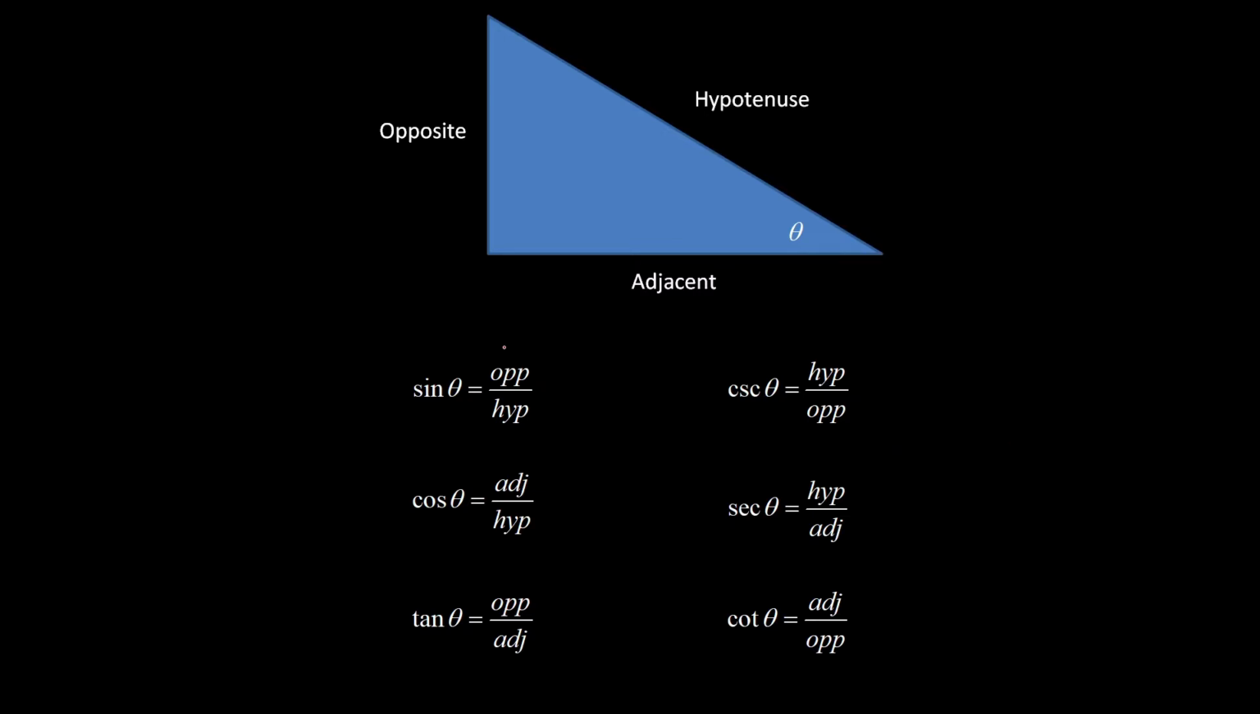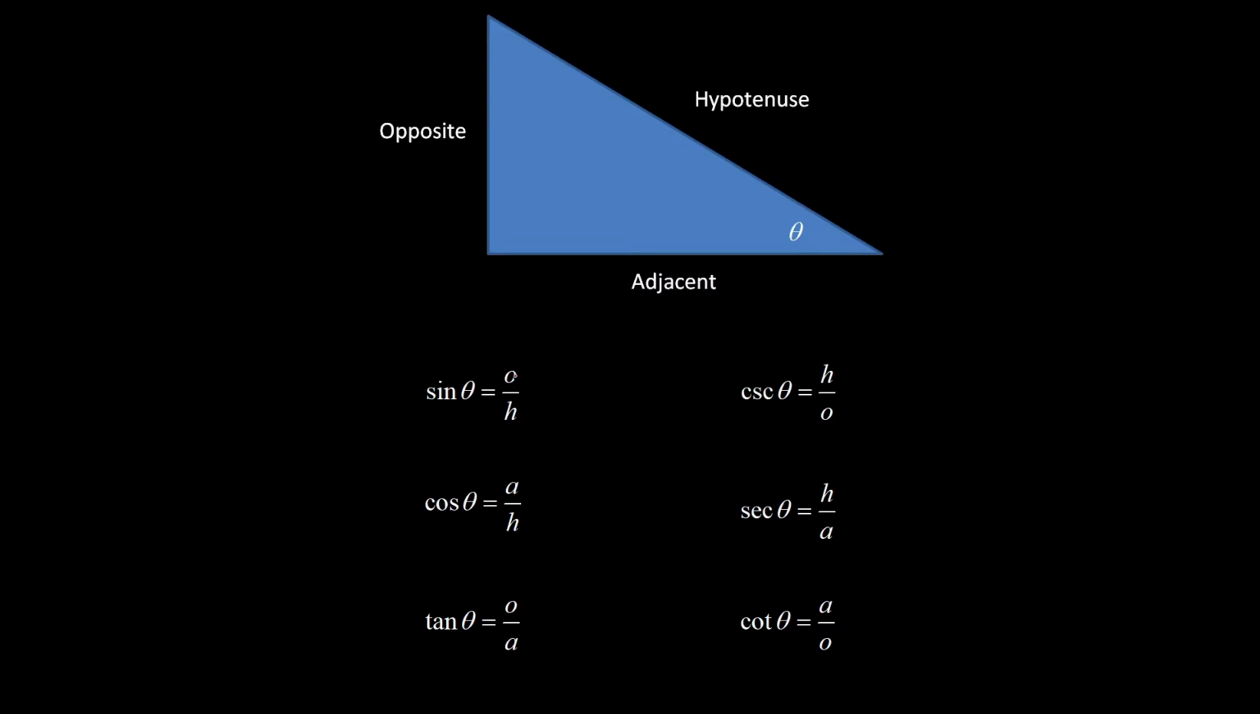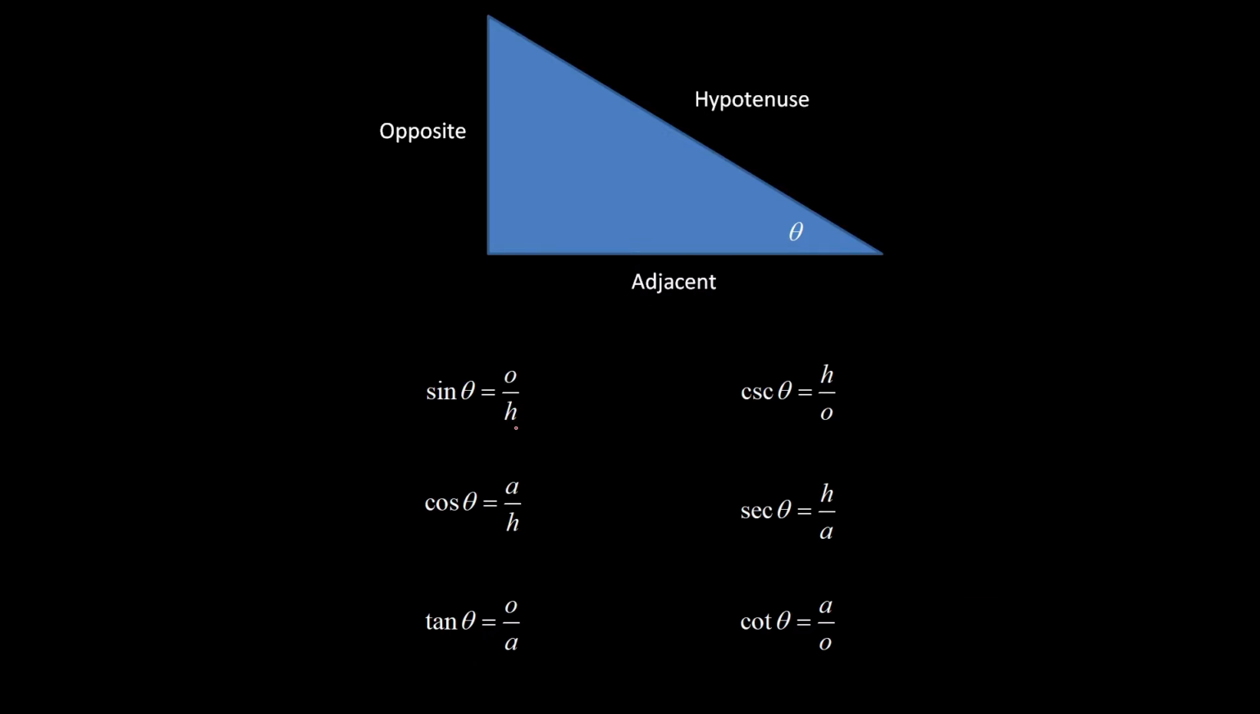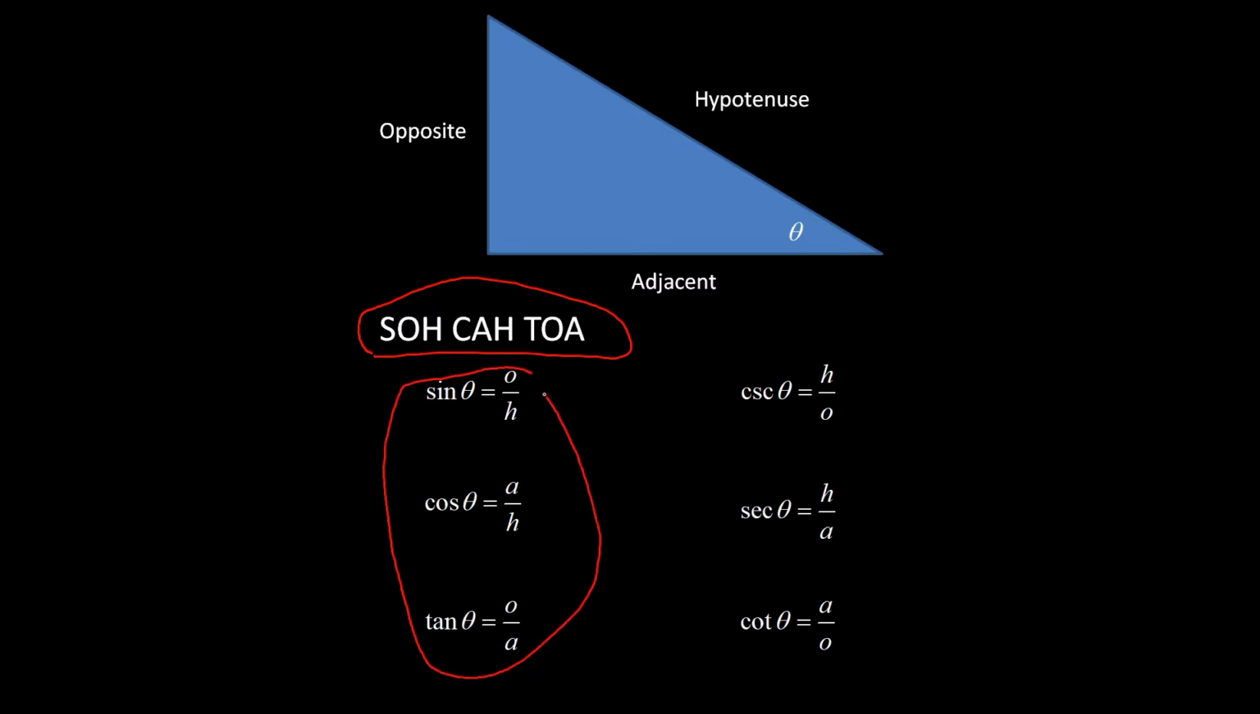Now, there is kind of an acronym to help you memorize this stuff. To get to this acronym, I'm first going to shorten all of these expressions. So instead of opposite over hypotenuse, I'm just going to call this O divided by H. And you can see I did that for everything. I just shortened all the words to the first letter. And if you do that, we get this silly little saying here that's pretty common: SOHCAHTOA.